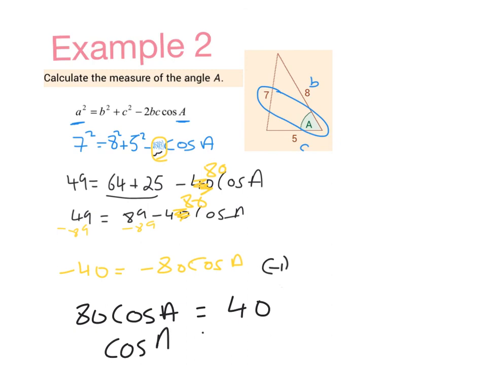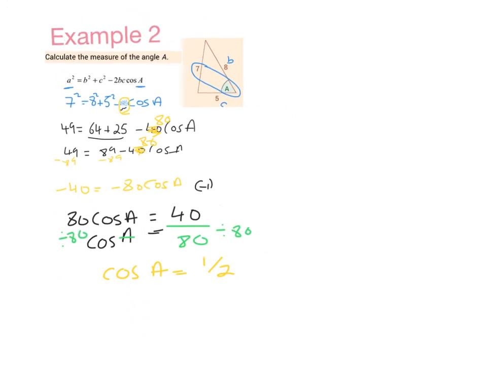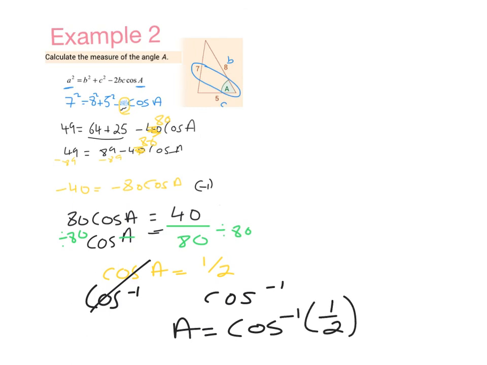Cos A equals, so we're going to break it down. So it's multiplied by 80. So I'm going to divide by 80 on that side, divide by 80 on that side. So cos A equals 40 over 80. So we can say cos A equals 1/2. But we're not looking for cos of A, we're looking for A. So how do I get rid of cos? I do cos to the -1 on both sides. And I get A is equal to cos to the -1 of 1/2. You type that into your calculator and you're going to get 60 degrees. And that was what we were looking for there.